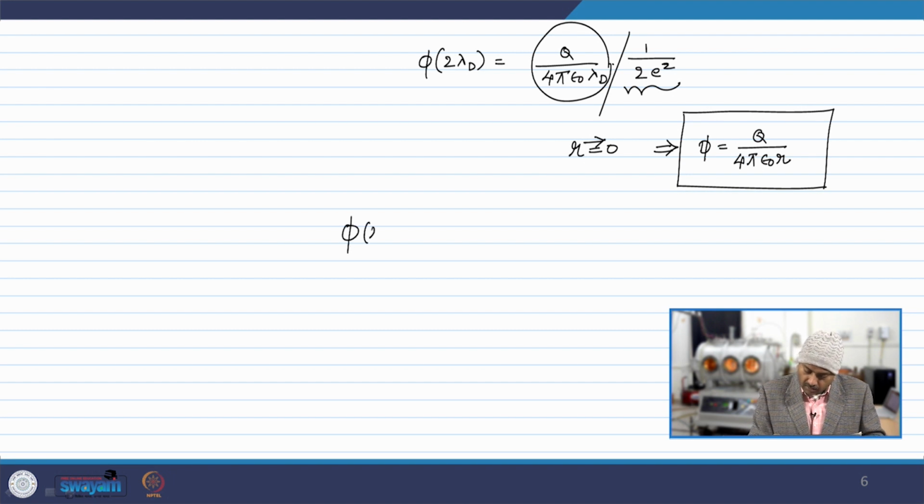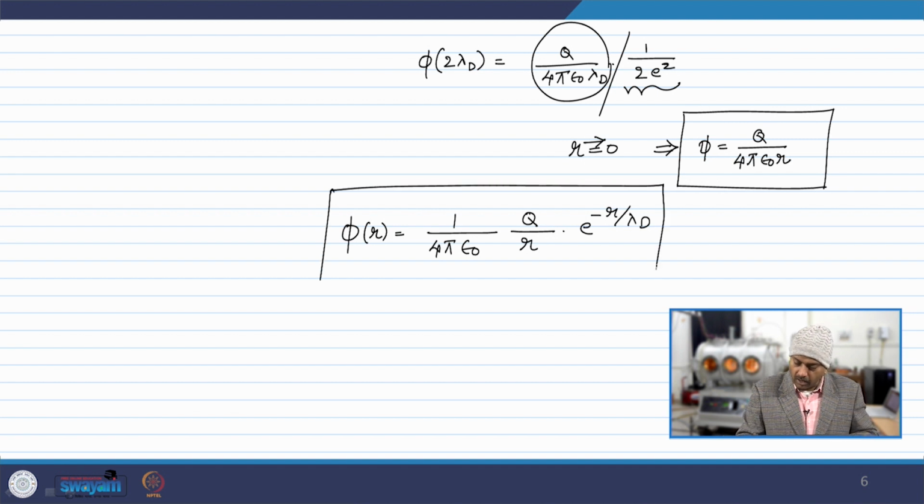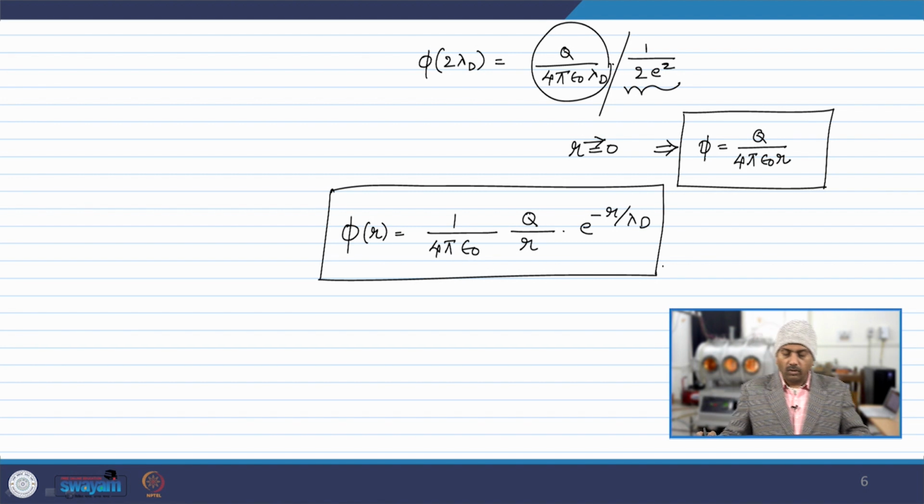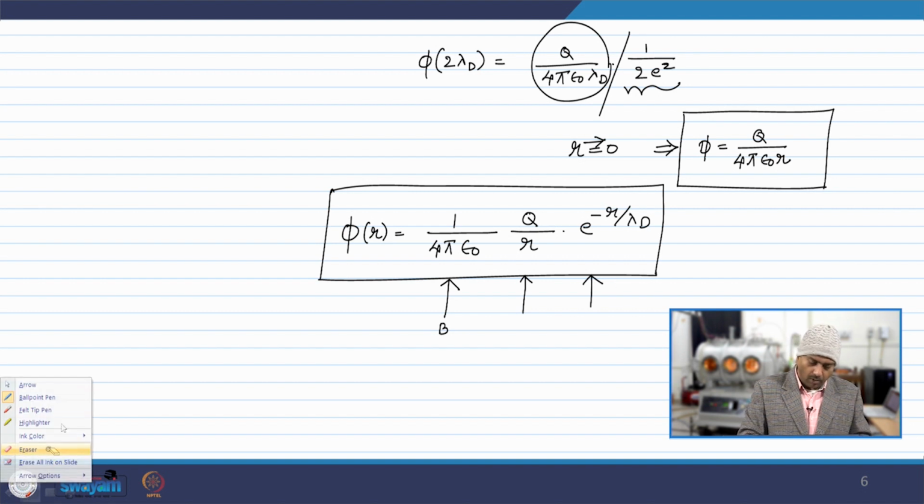Let us try to understand this in the fullest possible manner. q by 4 pi epsilon naught r e to the power of minus r by lambda d. You see, this is what we have derived. I am doing it again actually. How did we get this? This is the constant b, right? And we got this by assuming that when r tends to 0, the potential will be coulombic in nature. Coulombic potential has 1 by r dependence. And how did we get this e to the power of minus r by lambda d? We got this basically from the solution of the differential equation itself, nothing else. The solution of the differential equation had this term e to the power of minus r by lambda d, right?